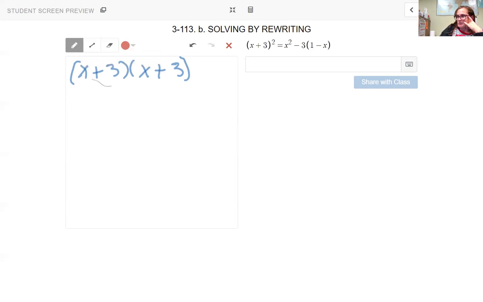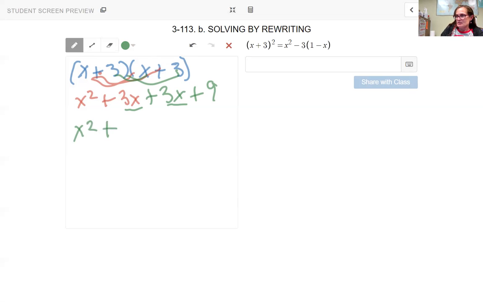Okay, so we'll go x times x is x squared, and then x times 3 is 3x. Now we'll do 3 times x, 3x, and then 3 times 3 is 9. Now we can combine like terms because we have a 3x and a 3x. So we'll write it x squared plus 6x plus 9. That equals this whole part after the equal sign.